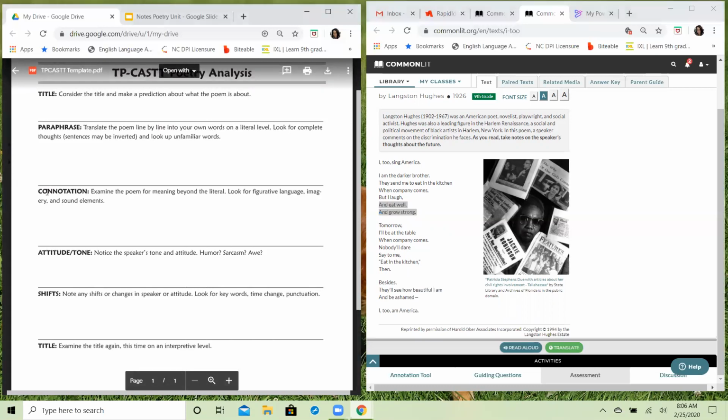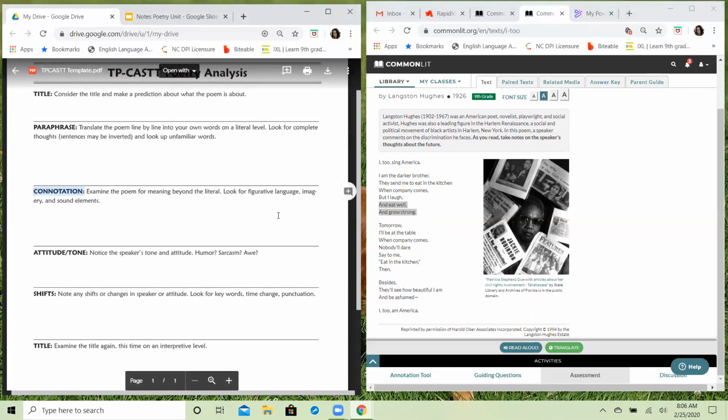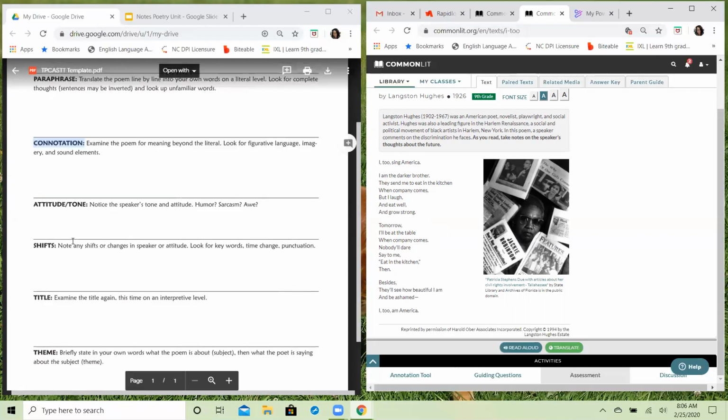The third part of the TPCASTT template is connotation. Examine the poem for meaning beyond the literal. Look for figurative language, imagery, and sound elements. So what I want you to do here is pick out different examples of figurative language. Tell me what their purpose is in the poem. What are they supposed to do? Is it imagery where they're supposed to make you see something? Is it a sound element where they want you to hear something? Is it a piece of figurative language that is comparing two things, making you understand a relationship better?